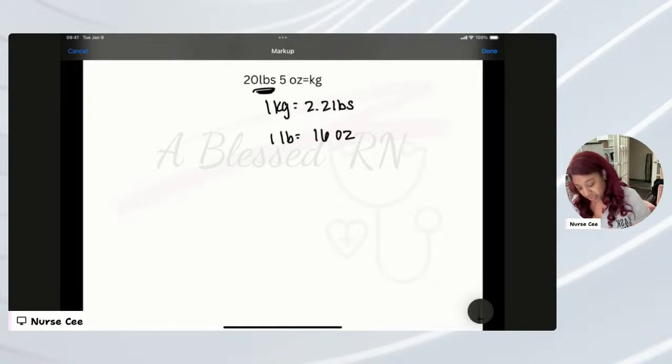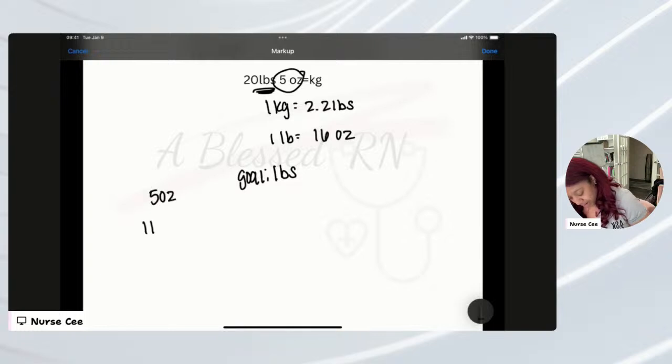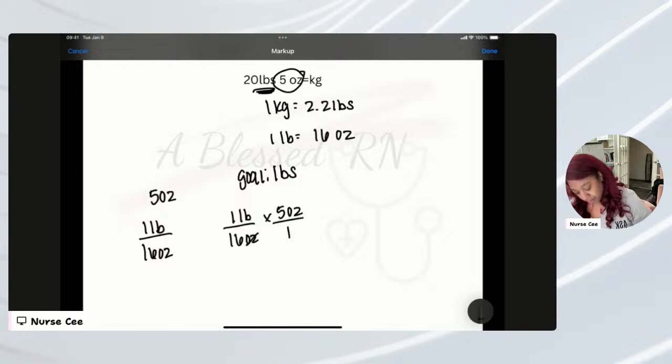All right, so what we're going to do is turn this into pounds. Our goal will be pounds. So we have 5 ounces and we know that 1 pound is 16 ounces. If I'm looking for pounds, my pounds go on the top. So 1 pound is 16 ounces, and then I have my 5 ounces on the top and it'll cross out. So we'll do 5 over 16 equals 0.3125, right? So this is pounds.